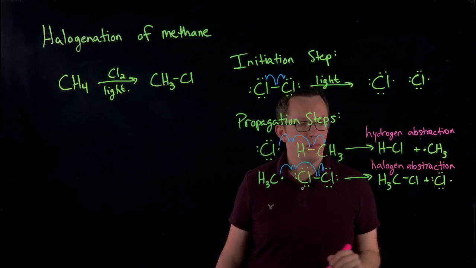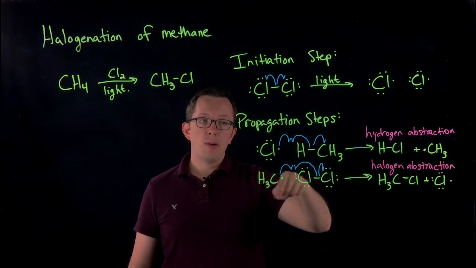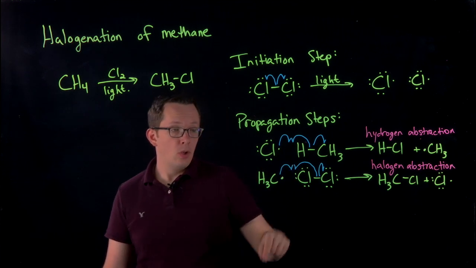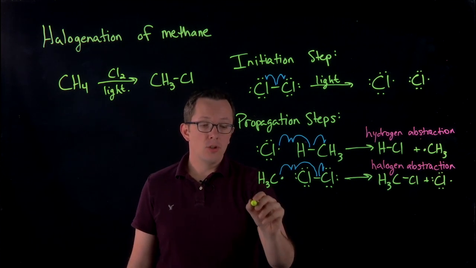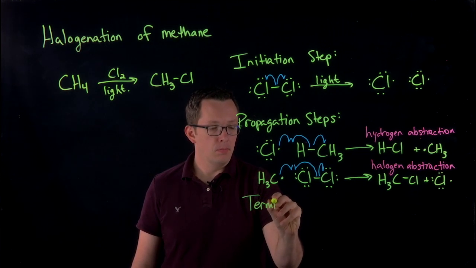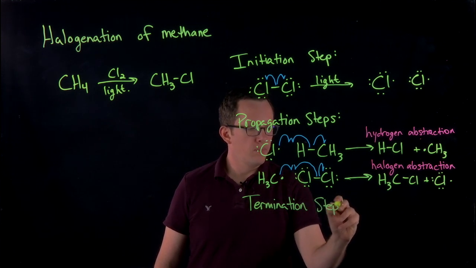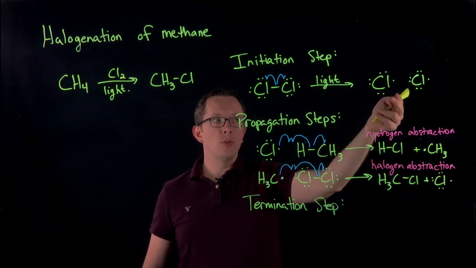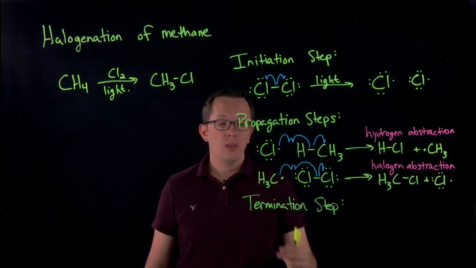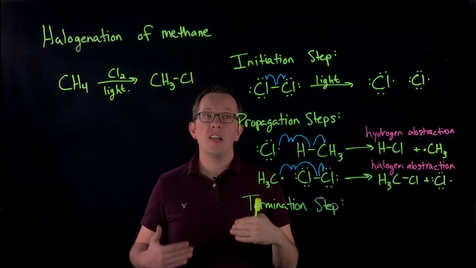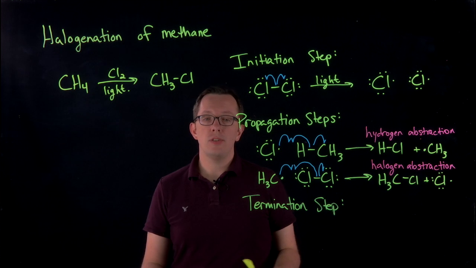Okay? So once we identify a set of propagation steps that can act in a loop, we're going to move on to our final stage of reaction, and that's the termination step. Okay? The initiation step generates radicals. The propagation steps convert one radical into another. The termination step takes two radicals and combines them together in order to eliminate the radicals. We don't have any radicals at the end of the termination step.